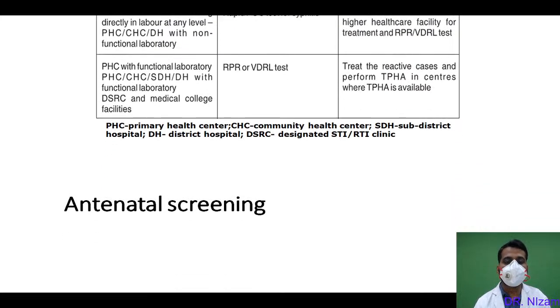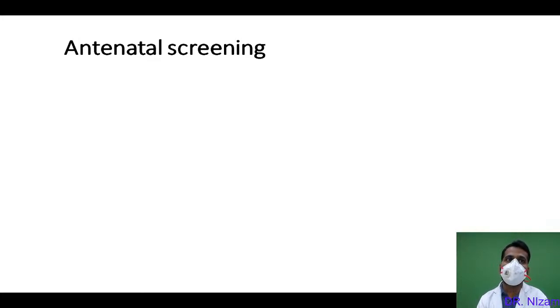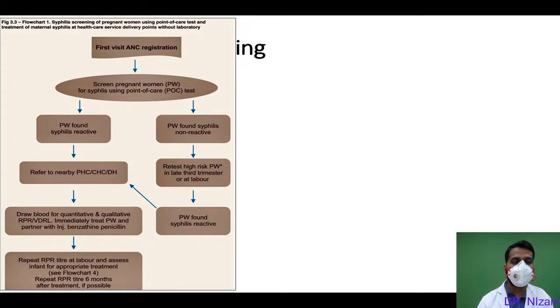Now, this is the main crux of this algorithm for the pregnant woman, that is whether the laboratory is present or absent. Going to the antenatal screening, that is at the first visit of the pregnant woman in the obstetrics department. The first workflow is when the patient visits a service which has no laboratory. So the first step is screening pregnant women for syphilis using a point of care test, and because there is no laboratory, use only the point of care test. If they are reactive, refer to the nearby PHC or CHC or district hospital. There they will do the RPR or VDRL. Then if it is non-reactive, call her again in the third trimester or at labor.